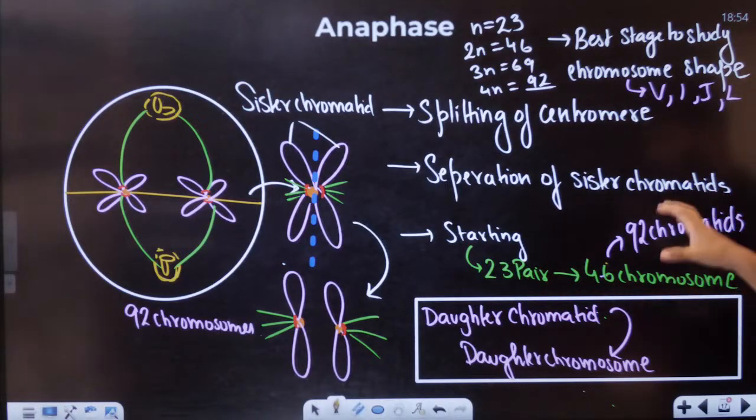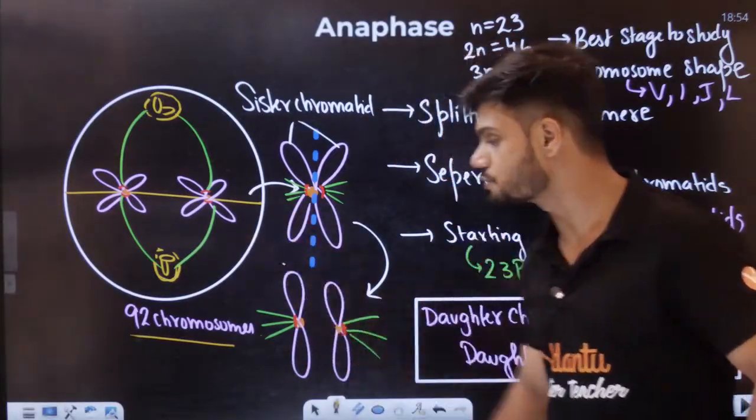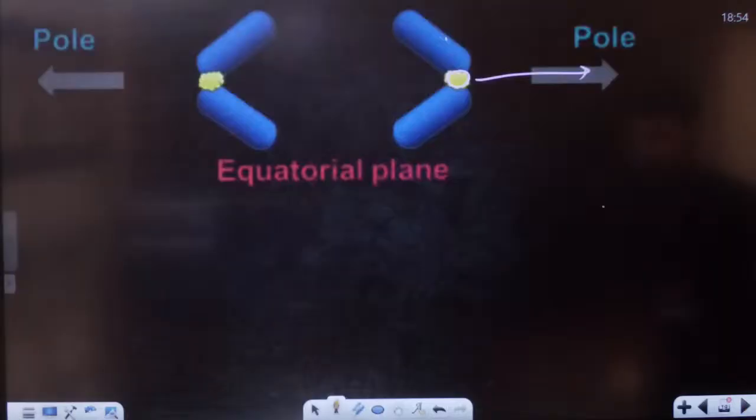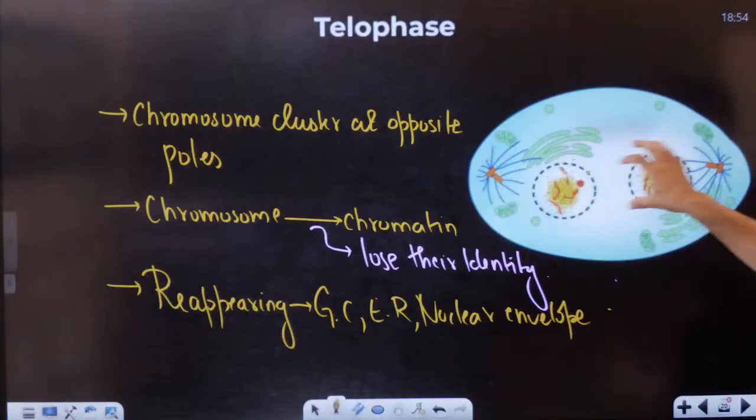Starting from 23 pairs, 46 chromosomes, we are ending with what? We are ending with 92 chromosomes right now, students. Okay, now students, then we have telophase, with chromosomes clustered at the opposite poles like this.